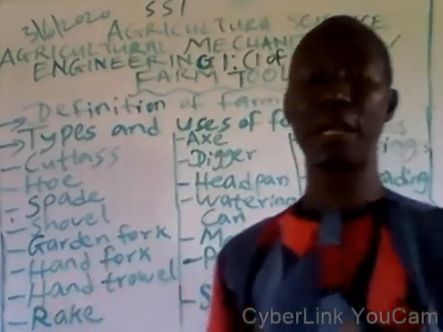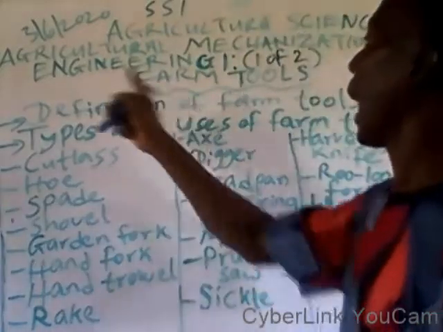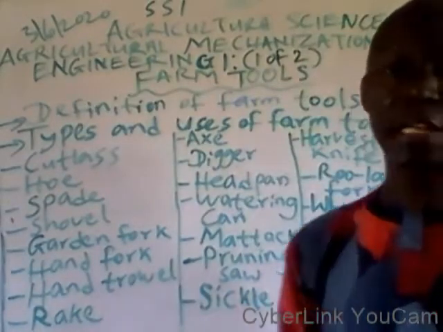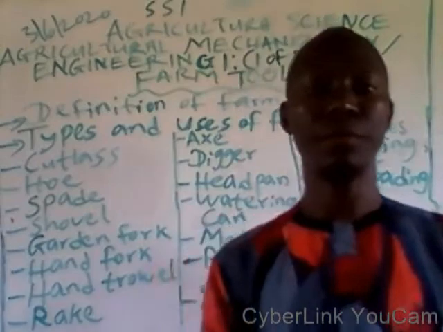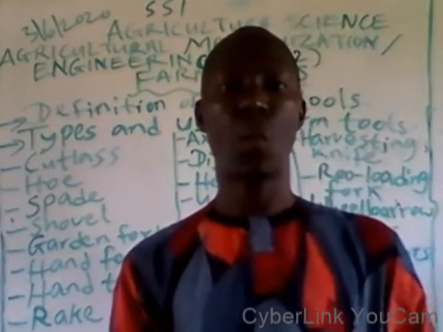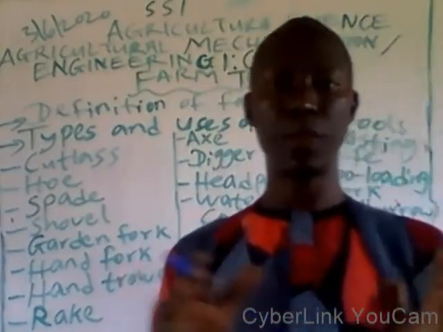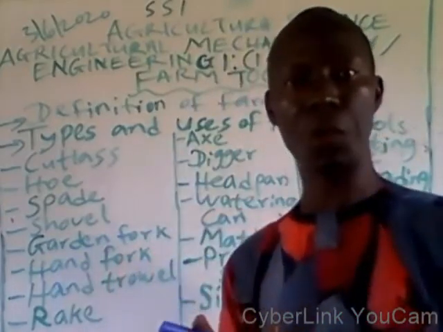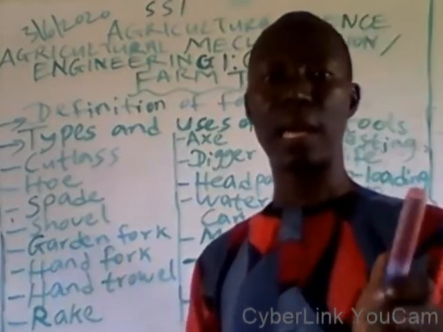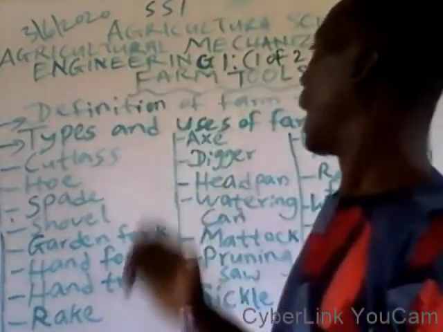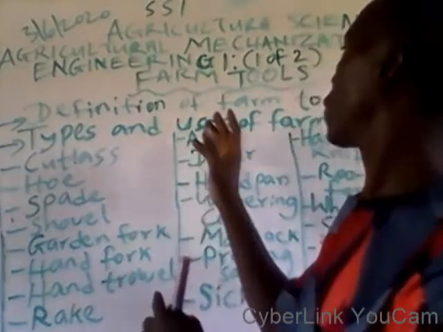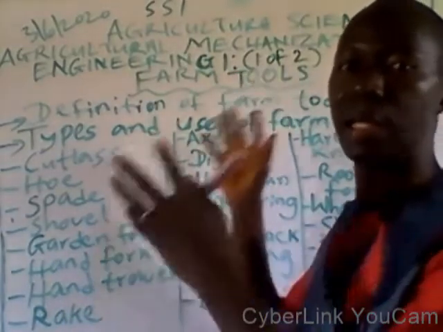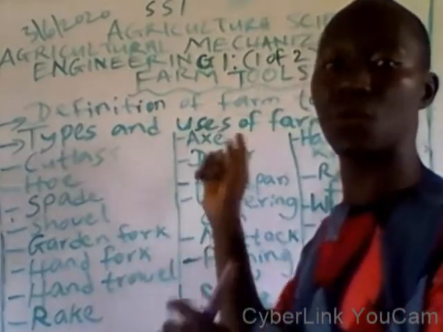Today, the topic that we are going to look at is agricultural mechanization and engineering. The topic is very long, but it has been cut into two. We are going to take one of it now. That is why I tag it 1. Can you see it? And this particular one as well is also divided into 2. This is 1 of 2. Later in the next class we are going to have that of 2 of 2.